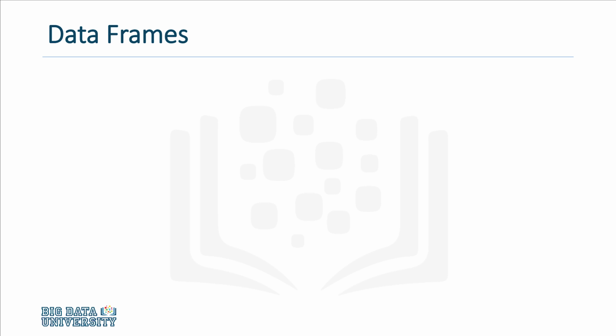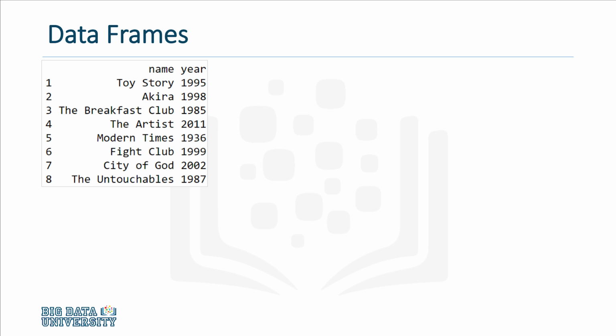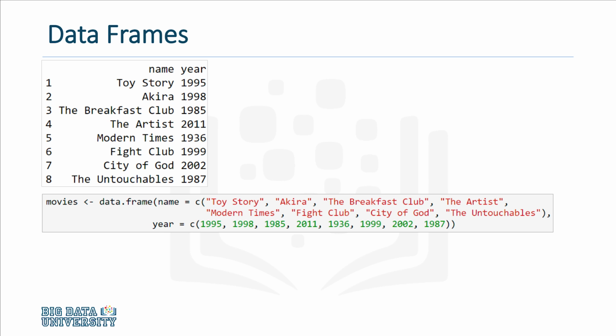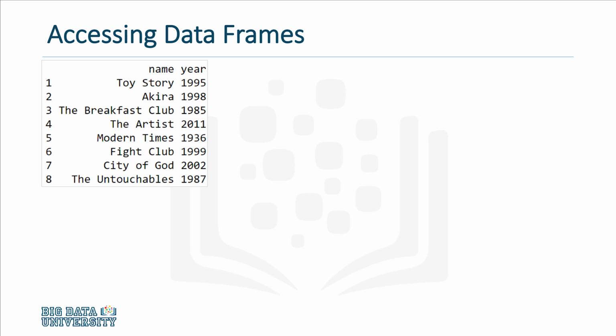So for example, a data frame would be a great structure for storing these movie titles along with their corresponding years. We need to use the data.frame function, and each argument is a vector that represents one of the columns. Each vector should contain data of the same type, so in our case, we have one vector with numbers and one vector with strings. The variables of a data frame can be accessed using the $ sign symbol.